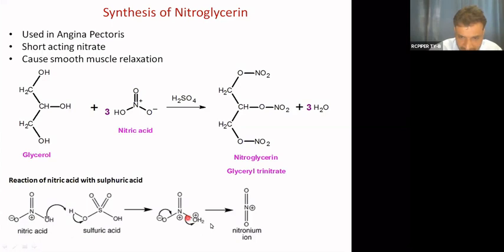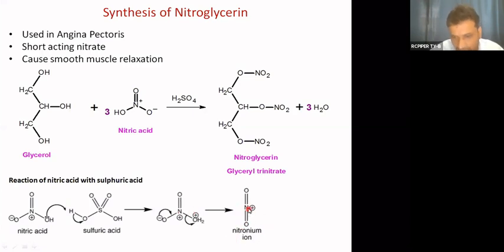Then you can see OH2, the oxygen gets a positive charge. Then the oxygen breaks its bond with nitrogen because it is more electronegative, and it will release a water molecule. So dehydration. And what will be formed here? NO2, where nitrogen is going to be electron deficient. This is the nitronium ion.